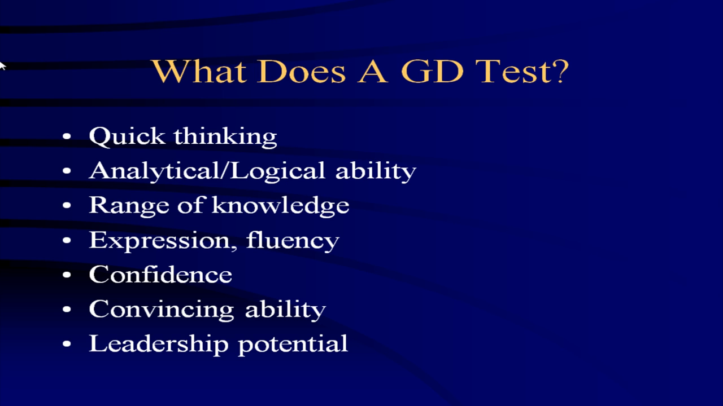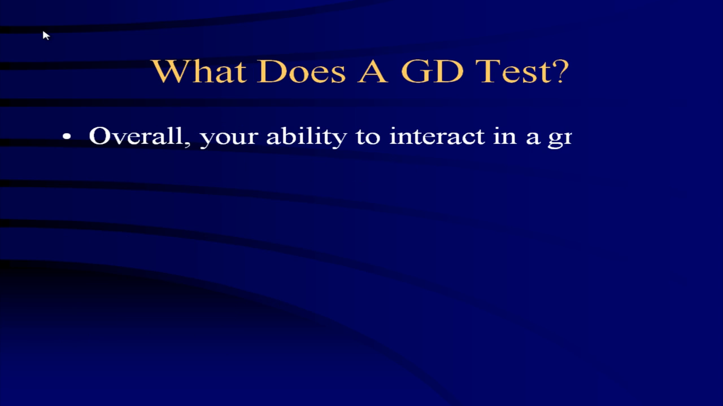Convincing ability. You should have an ability to convince others by your thoughts and opinions. You should not think that while you are putting your thoughts across, another person is not believing you. You should have a personality such that all the people believe you. Leadership potential. A GD tests whether you can lead a whole group and accomplish all the work given to you. These are some points kept in mind when a GD test is being done.